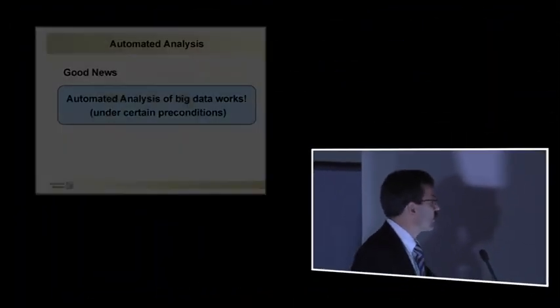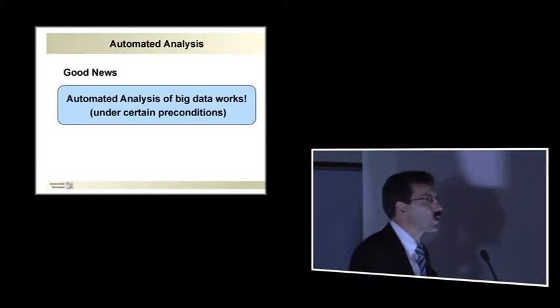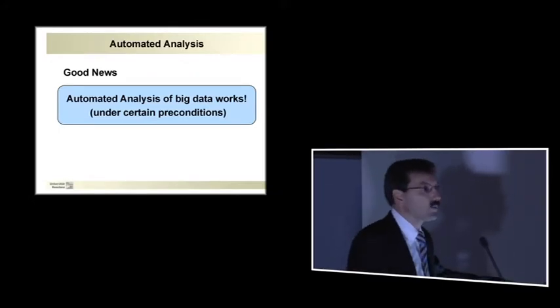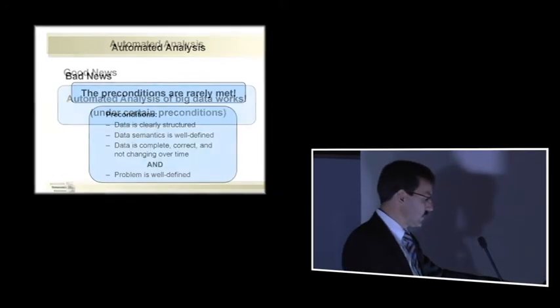We already have heard that data mining works in some cases quite well. So automated data analysis, and that's what I'm now calling it in the following, seems to work well for big data, which is a good story, right? It's good news. But if you look closely, you find out it's only working under certain preconditions. Let me explain what I mean. In many cases, automated analysis really works great if the data has certain properties. And those properties are, in many real applications, rarely met. So what are these preconditions?